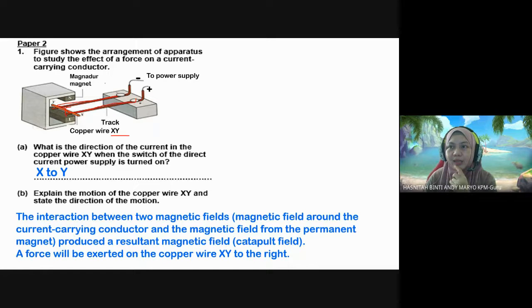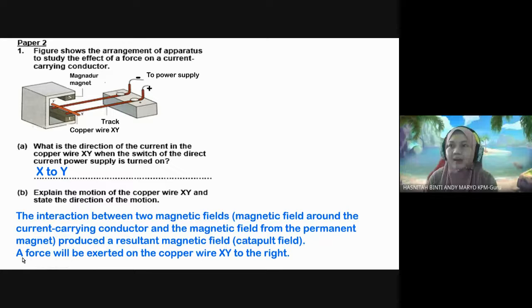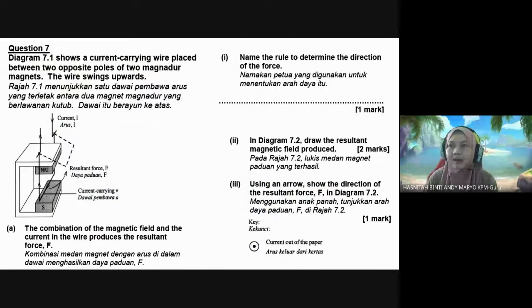The motion is produced due to the interaction between two magnetic fields. The first is around the current carrying conductor, meaning around the copper wire. The other is the magnetic field from the permanent magnet. When they are combined, they produce a resultant magnetic field, which we call the catapult field. As a result, a force is produced acting on copper wire XY. The direction can be determined using Fleming's left hand rule.